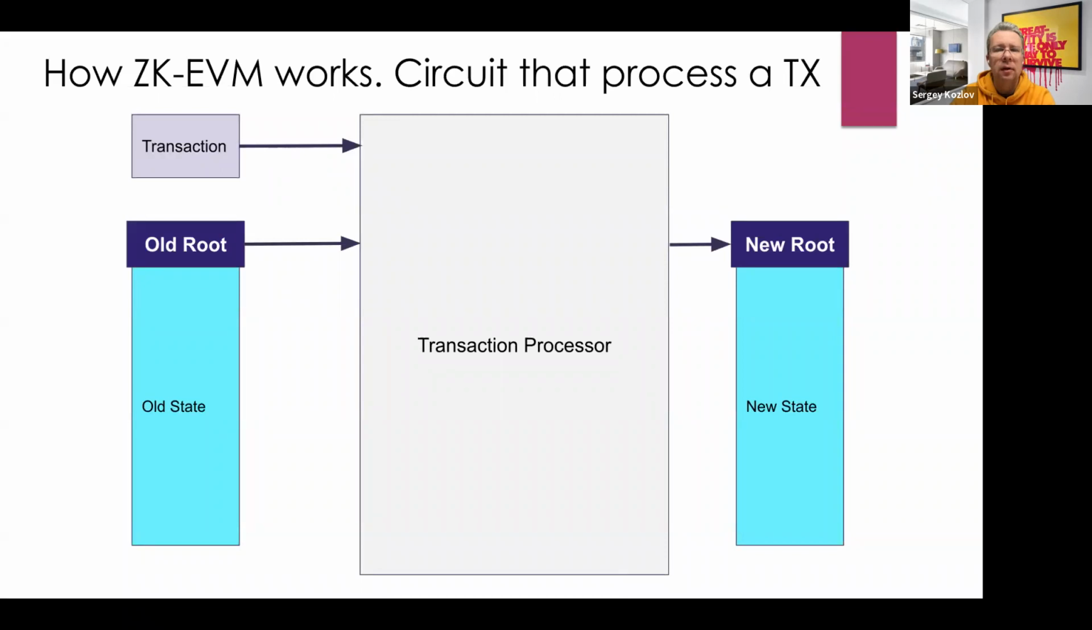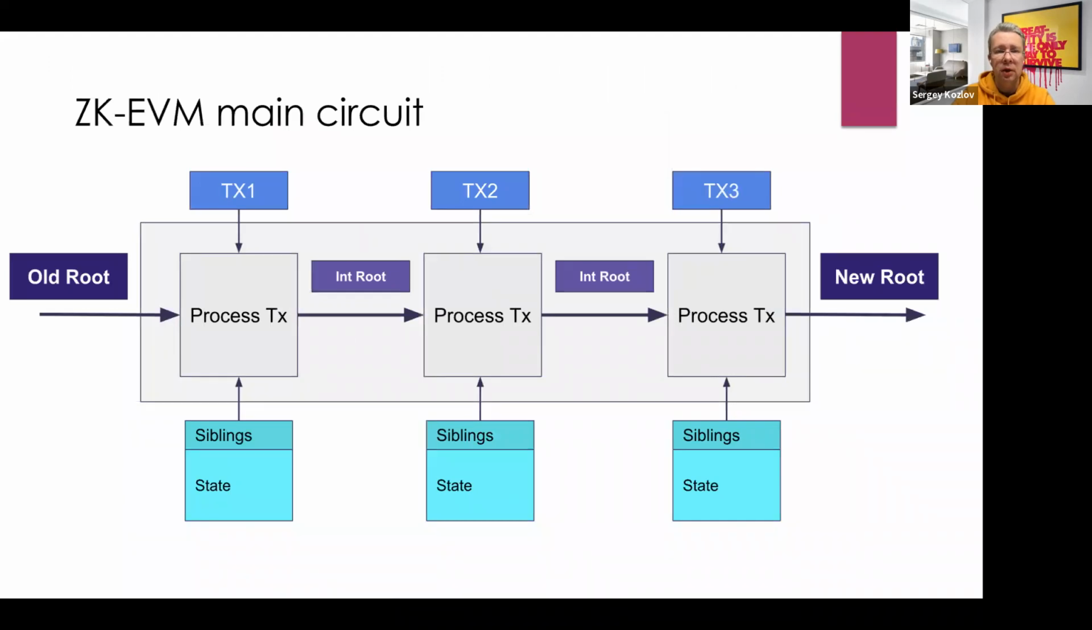Again, how ZK-EVM works: we have this circuit, the transaction processor. We have the old root, old state, we have the new state, and we have transactions getting in. Transaction 1, transaction 2, transaction 3 get into our blockchain. That's the circuit, and then we calculate the new root, new data, and this new root is sent to the Ethereum blockchain, and the proof of this root is checked by the contract. This is the way we prove that everything was according to the rules of the EVM.